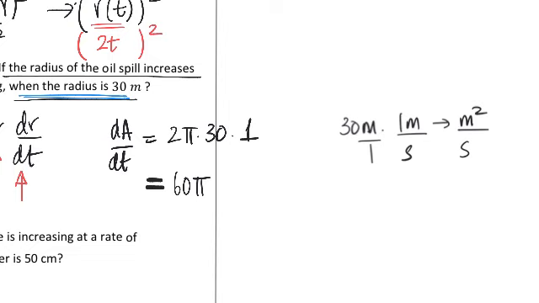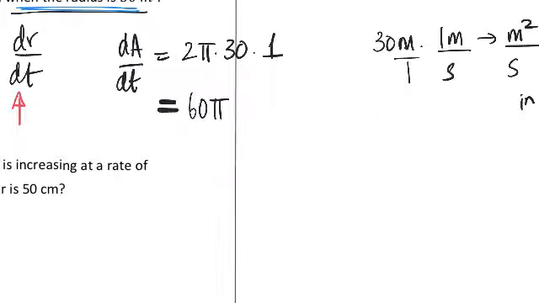So this is the units of an area change, right? Change in area over change in time, which is what I would expect for a dA/dt. Okay, so my answer is 60 pi, and the units is meters squared per second.